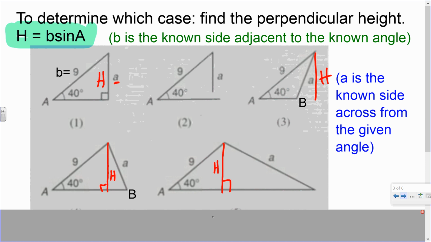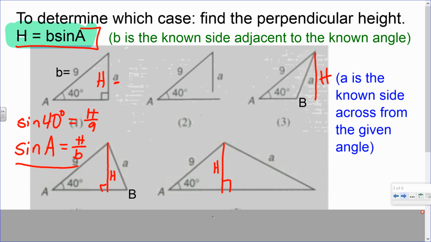If I wanted to figure out what h is, I would simply use my SOHCAHTOA right triangle trig. This is the opposite, this is the hypotenuse, so the sine of, in this case, 40 degrees, or in general, the sine of A degrees would have to be h over 9 in this picture, but in general, h over what I'm calling little b, so that h, if I multiply both sides of this by b, is b sine A.